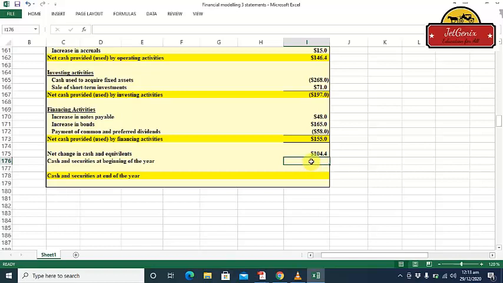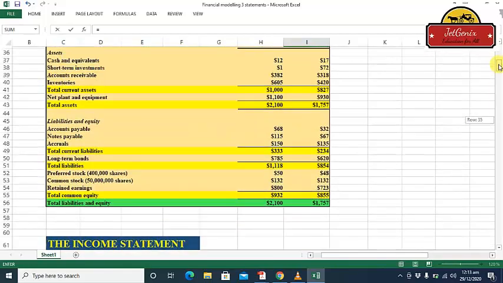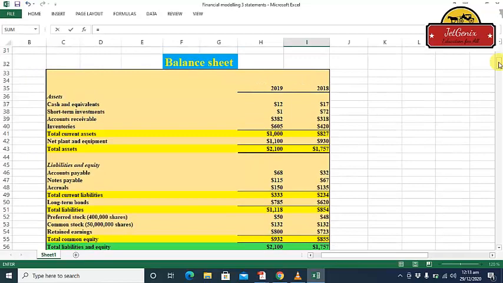Here we are going to calculate the cash and securities at the beginning of the year. For this we go to the balance sheet, and you can see that the cash and equivalents in 2018 was only 17. The 2018 closing data is the opening data for 2019. That's why this is the opening cash and equivalents for 2019. I have selected it, so just press enter.